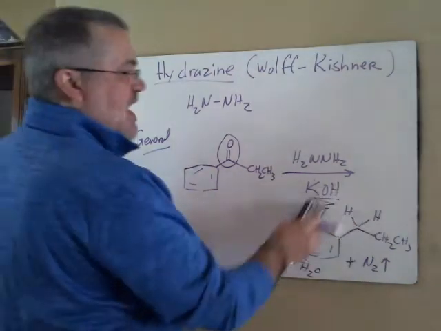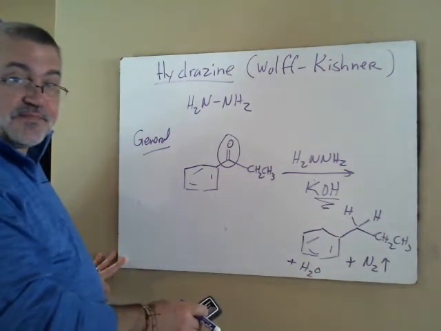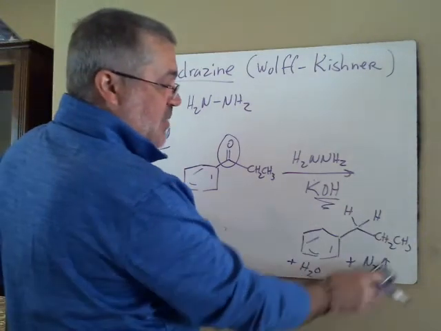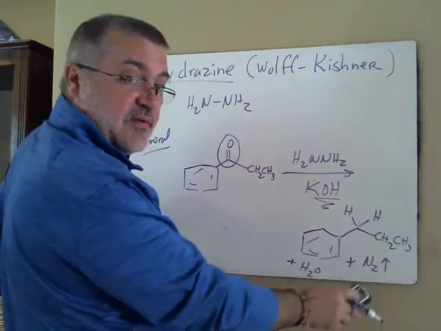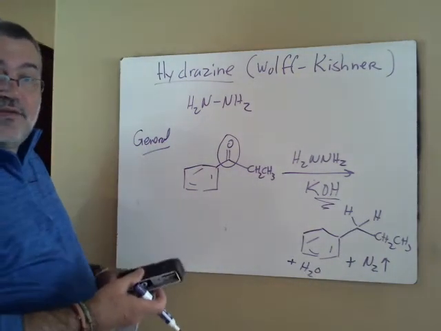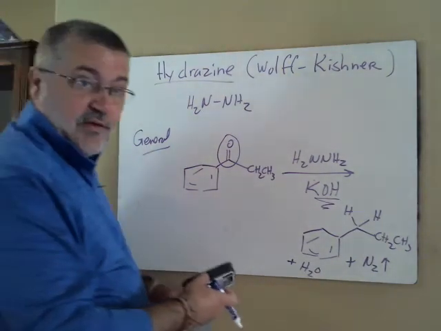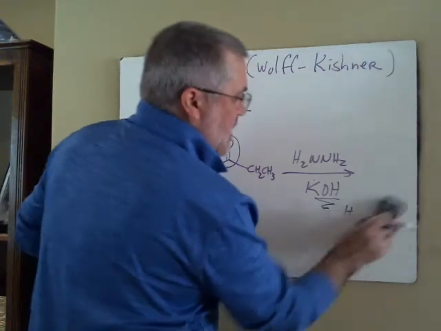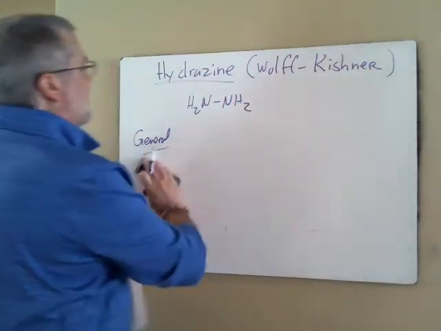There must be a mechanistic explanation for why we end up with this reduced product through the loss of not only water, expelling water we've seen before, but now we're also expelling nitrogen gas. So how is this happening? Let's look at this mechanistically.